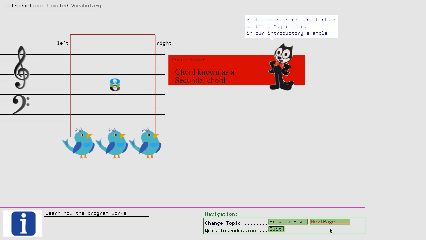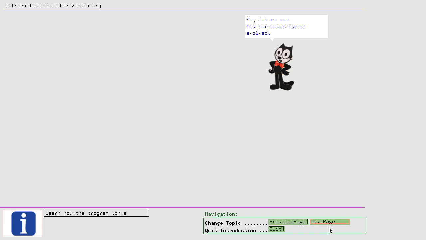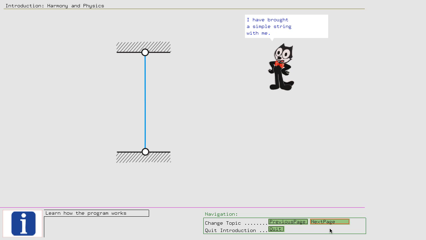Most common chords are tertian, as the C major chord in our introductory example. Our musical understanding is based on physical phenomena. So, let us see how our music system evolved. To illustrate how harmony came into existence, I have brought a simple string with me. Strings are used in many instruments, like the piano, the guitar, the harp, or the violin.